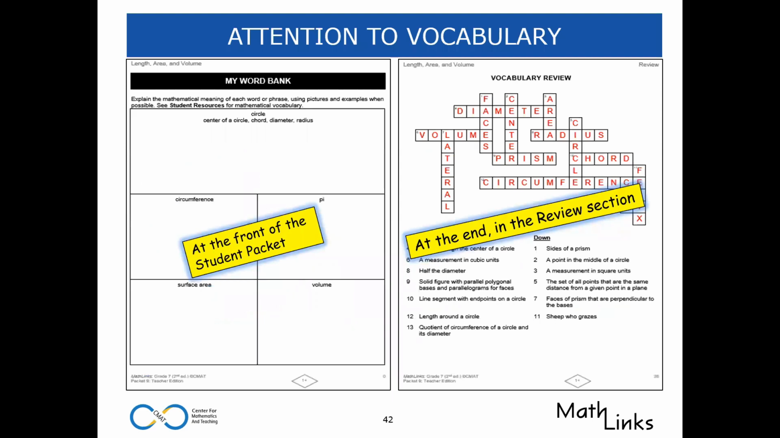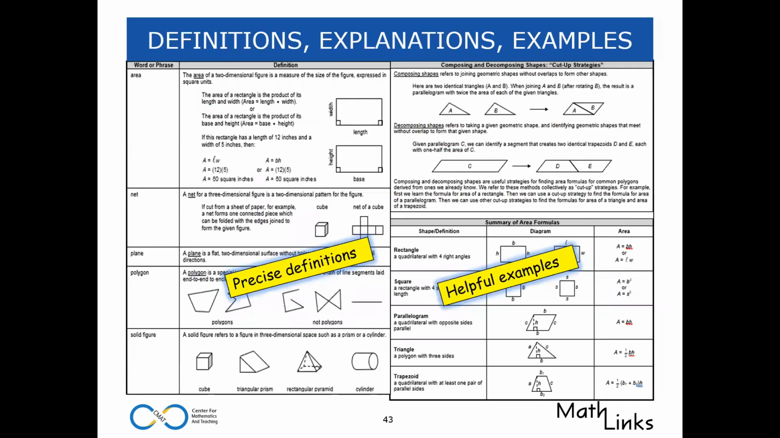Focusing on vocabulary is important in learning mathematics. Every packet begins with a word bank, and vocabulary comes up in context. Teachers facilitate student discussions so that they can include meaningful examples and explanations in their own words. In the review section is a vocabulary activity for practice. At the very end of the packet are precise definitions and explanations and examples that students and those who might be helping at home can refer to.